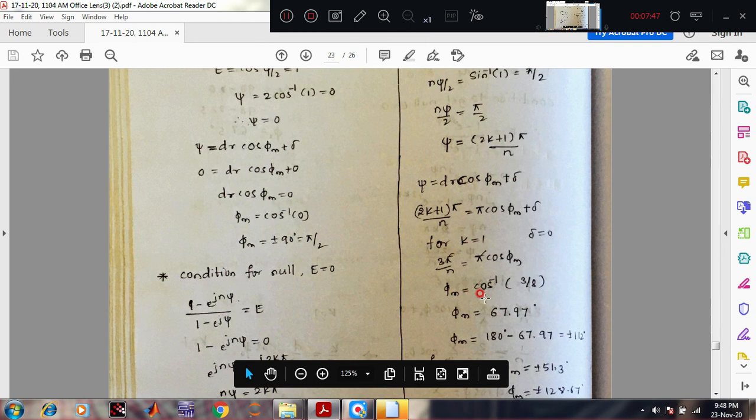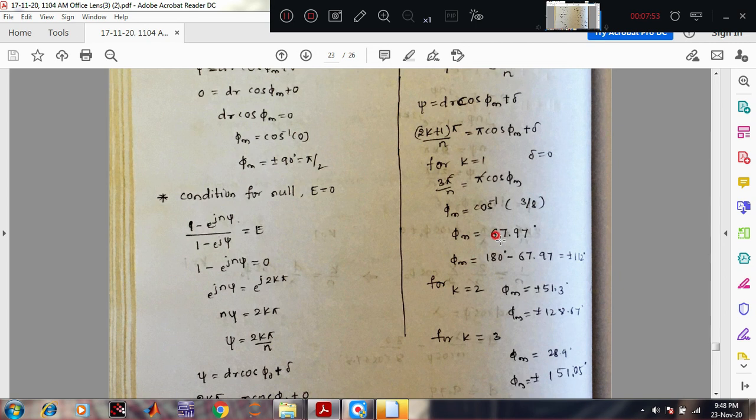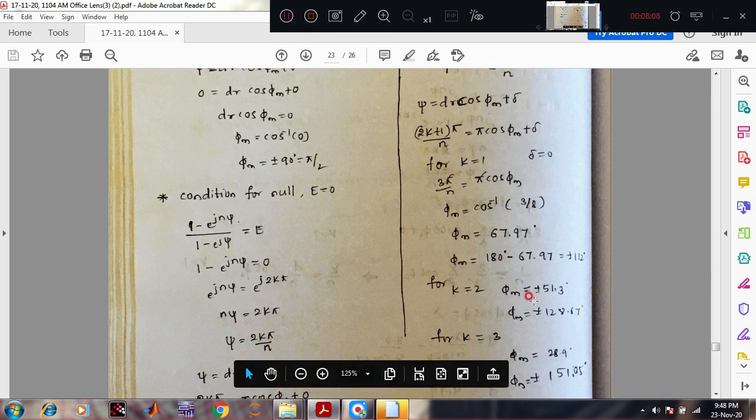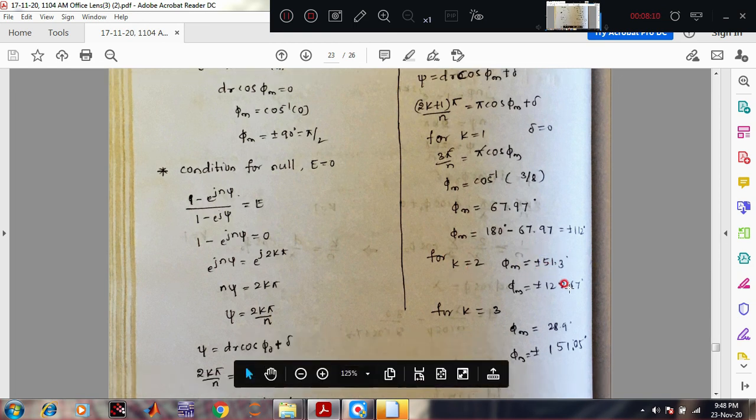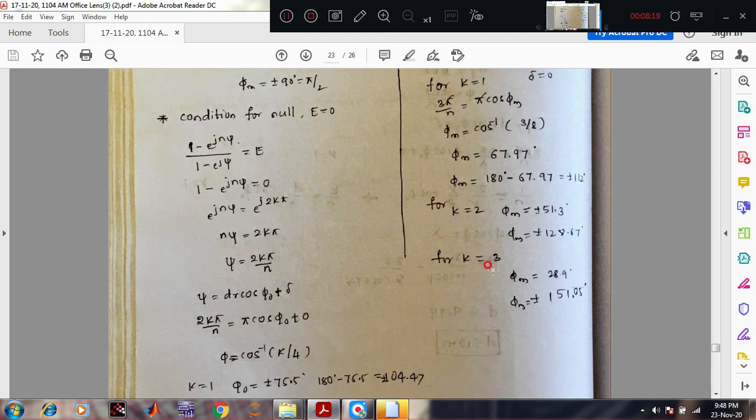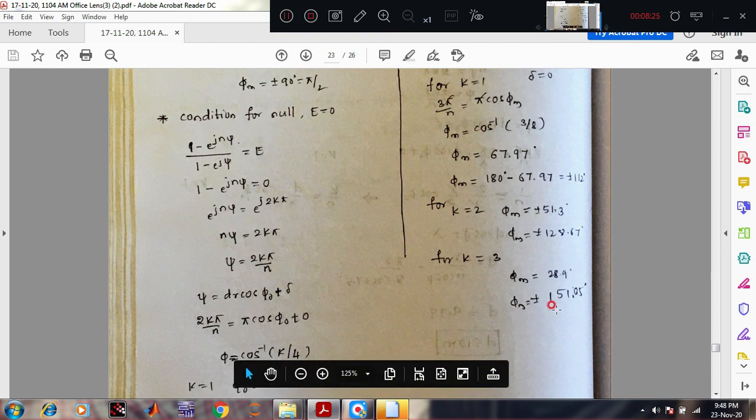So phi m is equal to cos inverse of 3 by 8, therefore phi m is equal to 67.97 degrees. The complementary angle is 180 degrees minus 67.97, which is equal to plus or minus 112 degrees. For k equal to 2, phi m is equal to plus or minus 51.3 degrees, and the complement is plus or minus 128 degrees. For k equal to 3, phi m will be 28.9 degrees. So the complementary angle is plus or minus 151.05 degrees.